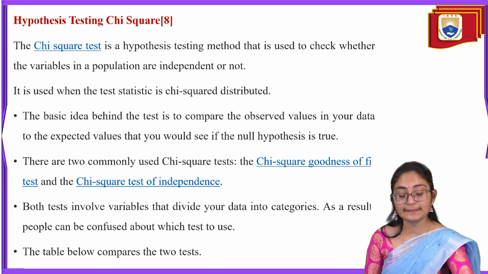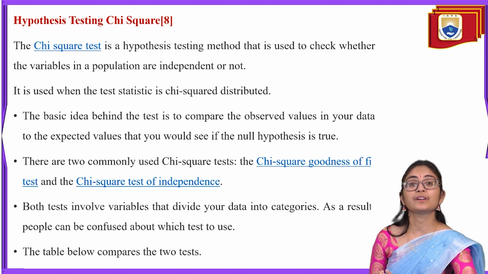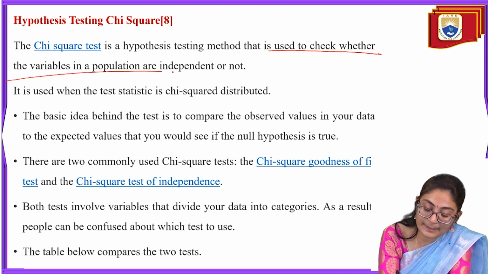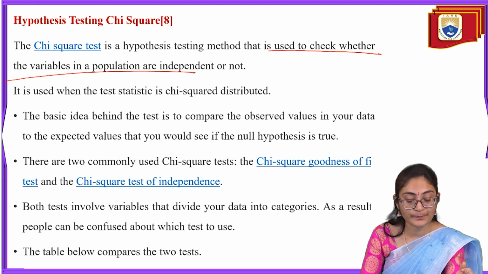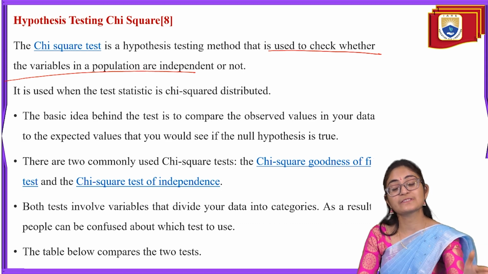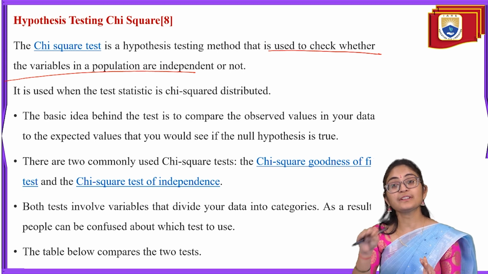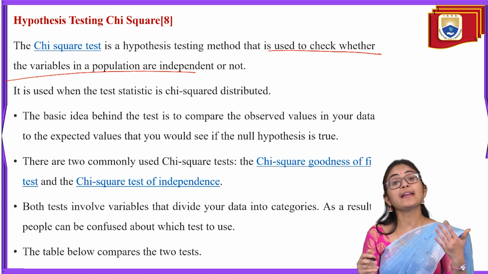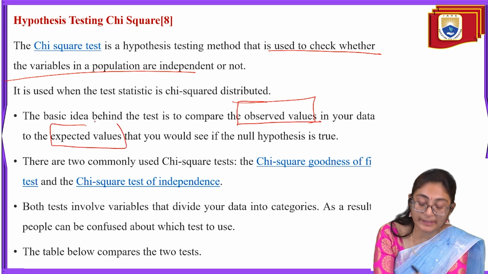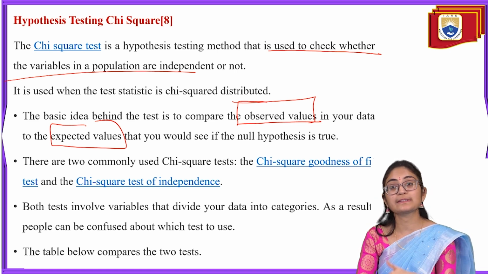Now hypothesis testing, chi-square. The chi-square test is a hypothesis testing method that is used to check whether the variables in a population are independent or not, and it is used when the test statistic is chi-square distributed. The basic idea behind this test is to compare the observed values in your data to the expected values. You have to compare your observed values and your expected values with each other, that you would see if the null hypothesis is true.